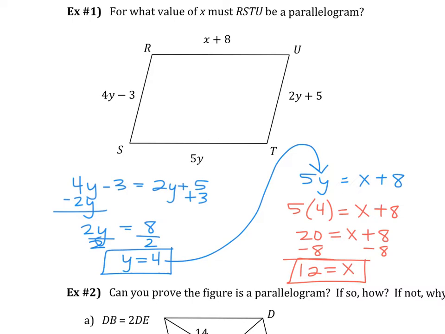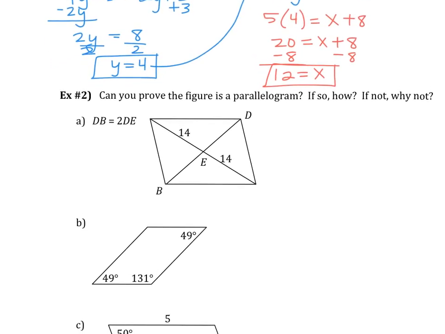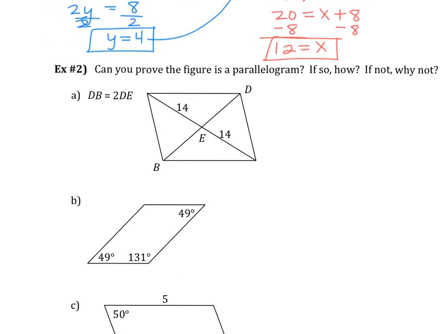Example 2 is 4 different examples where you're just telling me, can you prove that this is a parallelogram? So based on what you're given from me in the information here, can you tell me, yes, that is a parallelogram? If so, why? And if not, why not? So look at A there. I tell you DB equals 2 times DE. And I tell you this is 14 and this is 14. Do you know that that's a parallelogram?